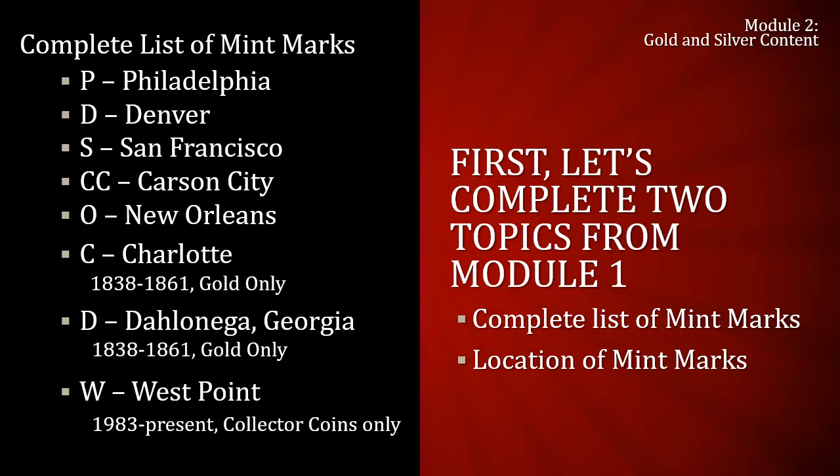Charlotte from 1838 to 1861 was a mint and had the letter C to designate its mint, and it was gold only. And then from 1838 to 1861, gold only, in Georgia, a city called Dahlonega had a mint, and that's designated with a D. And then we have West Point, designated with a W. Those aren't coins in circulation. Those are collector coins put out by the U.S. Mint from 1983 to the present. So that's the complete list of mints for U.S. coins.